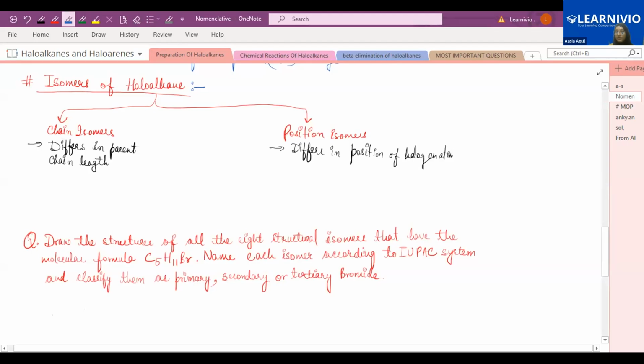Chain isomers, which differ in parent chain length, right? Chain isomers differ in parent chain length, so those isomers have different chain lengths. Obviously, it will be smaller when you compare the parent chain. And the second one is positional isomers. Now, what are positional isomers? They differ in the position of the halogen atom. The position of the halogen atom will be different. Okay, so that's positional isomers.